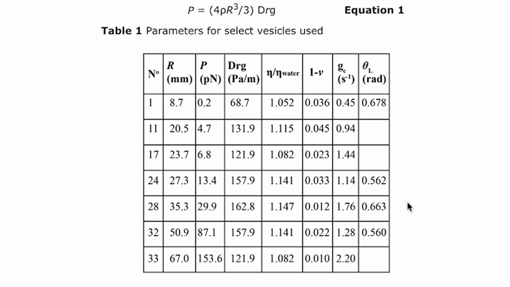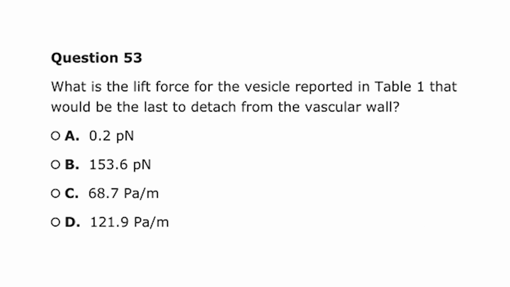Yeah. So looking at the first question here, question 53, what is the lift force for the vesicle reported in table 1 that would be the last to detach from the vascular wall? And then we have 0.2 piconewtons, 153 piconewtons, 68.7 pascals per meter, and 121.9 pascals per meter. What is the lift force for the vesicle reported in table 1 that would be the last to detach from the vascular wall?